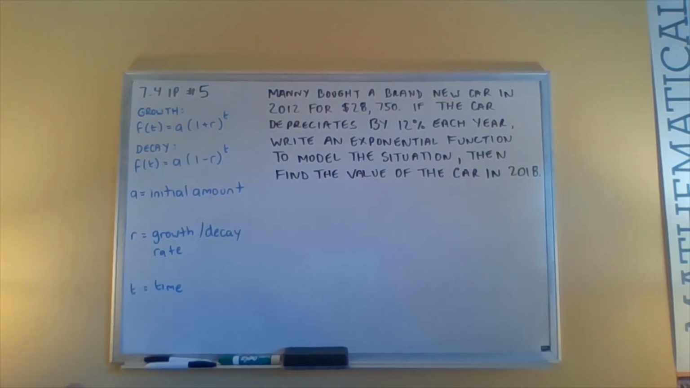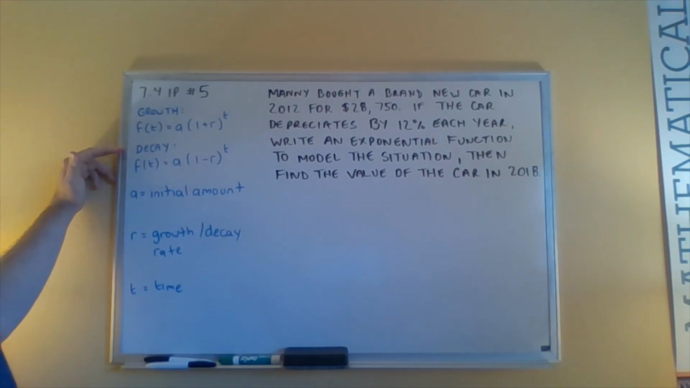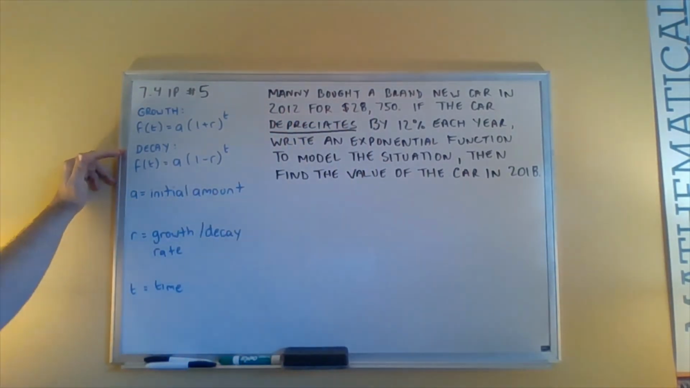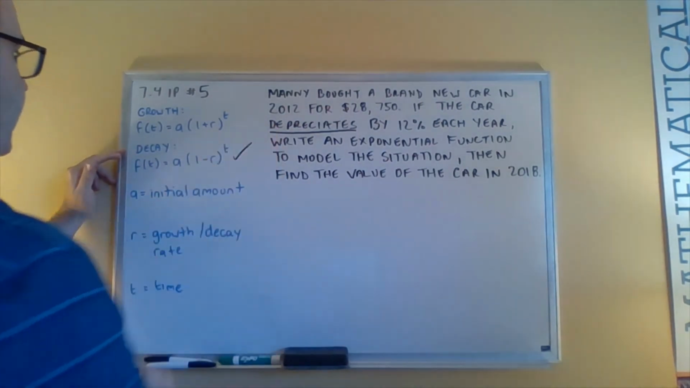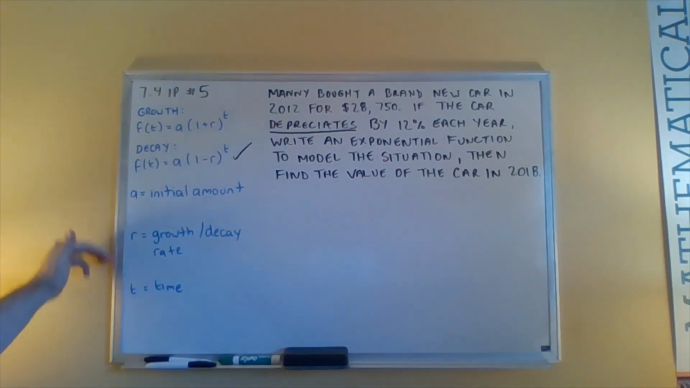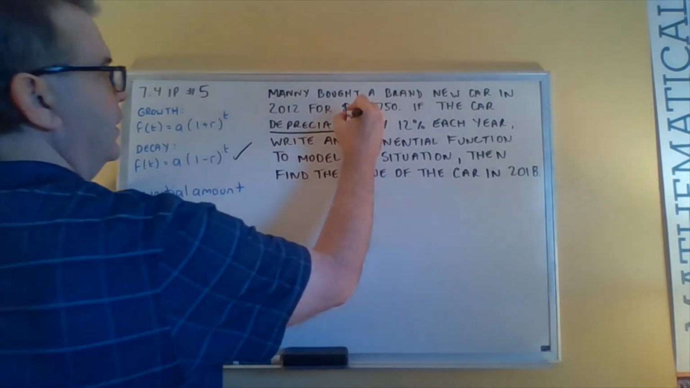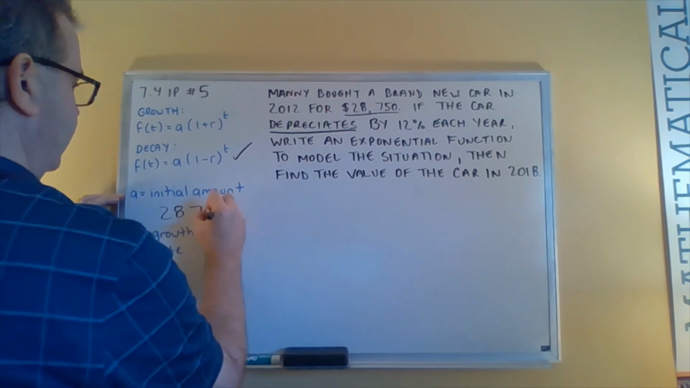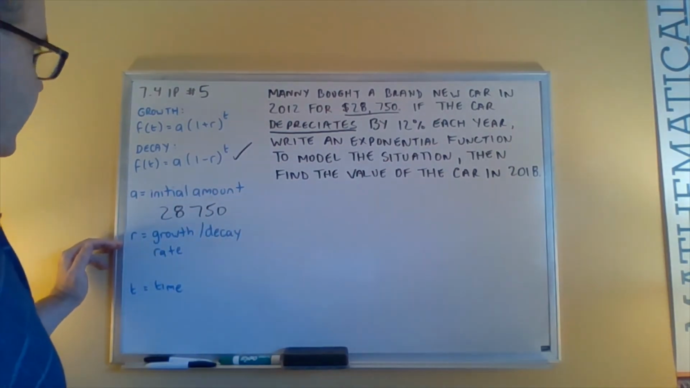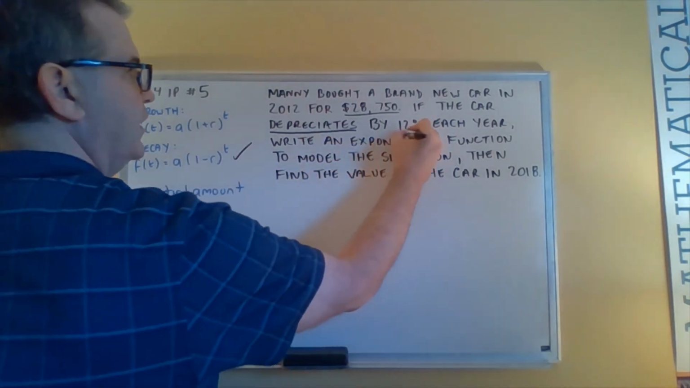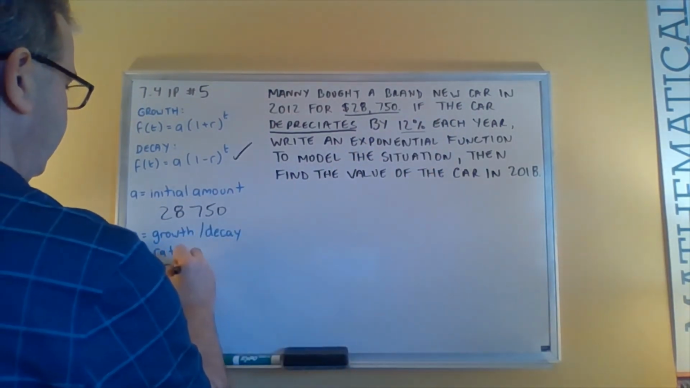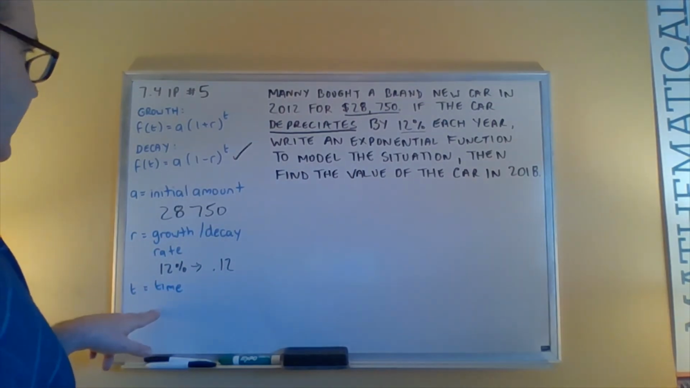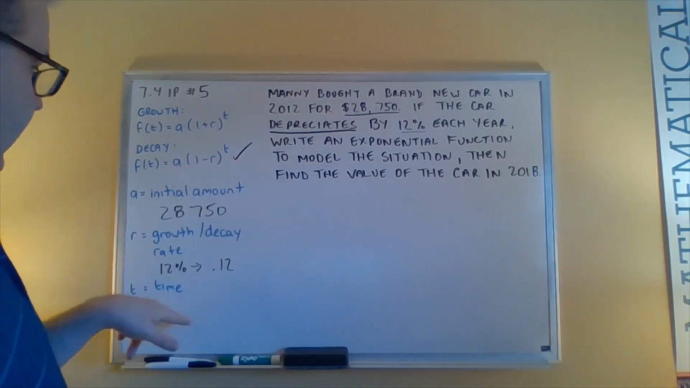Well, the first thing we have to do is, are we dealing with a growth function or a decay function? Well, we're depreciating, which means our value is decreasing, so we're going to have a decay function. We need to identify A, R, and T. A is our initial amount. Our initial amount was $28,750. We need to find our decay rate, and it was decreasing by 12%. We're going to write that as a decimal, so 0.12. Finally, time, in our model function, time is going to remain t.